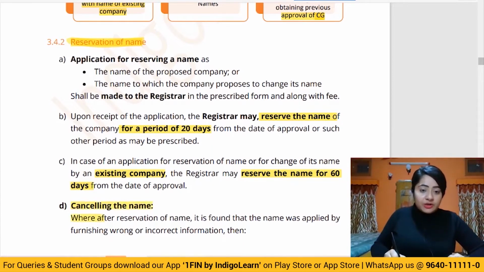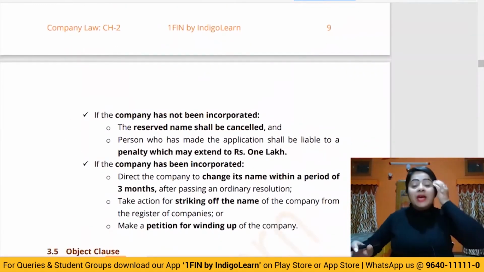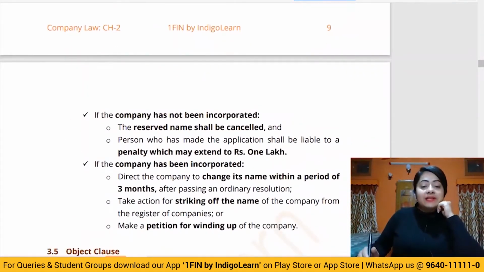Let's move on. Let's talk about cancellation of the name. Let's say the company has furnished wrongful details and a name is reserved. Later on, the Registrar of Companies finds out that the company has given false details. In that case, can the name be cancelled? The answer is yes. If the company has not yet been incorporated, then the reserved name can be cancelled, and there is going to be a penalty also, applicable up to 1 lakh rupees.